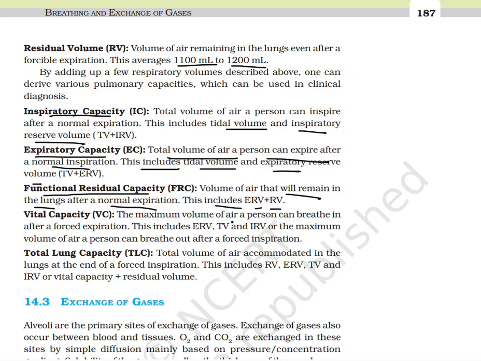capacity: the maximum volume of air a person can breathe in after a forced expiration. These include ERV, TV, and IRV, or the maximum volume of air a person can breathe out after a forced inspiration. Total lung capacity: total volume of air accommodated in the lungs at the end of a forced inspiration. These include residual volume, expiratory reserve volume, tidal volume, and IRV, or vital capacity plus residual volume.